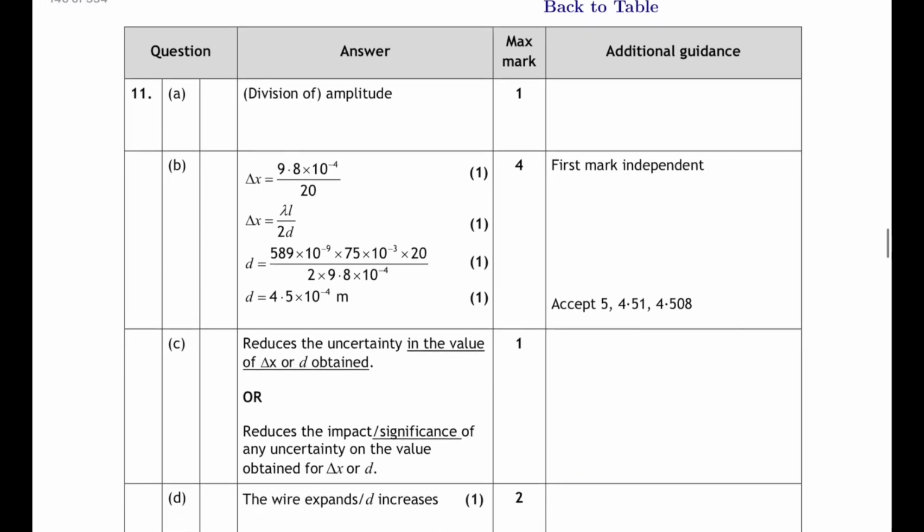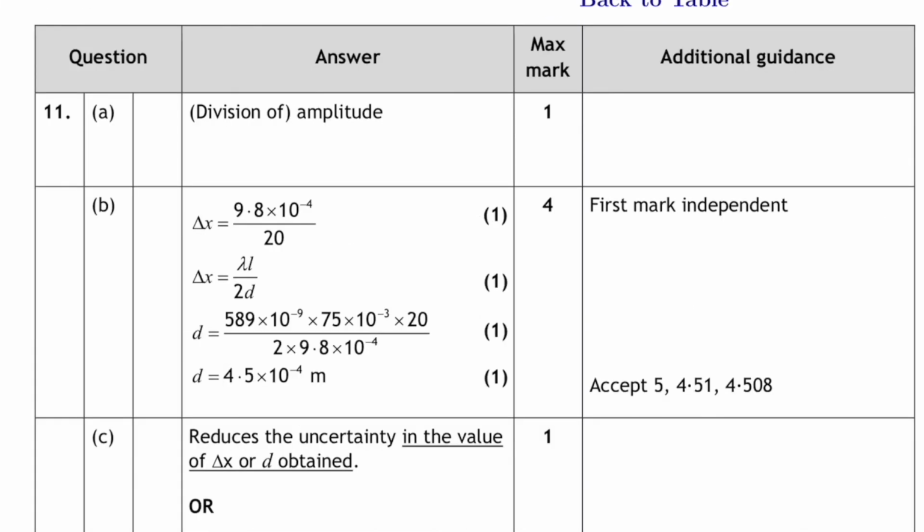Let's have a wee look at the marking instructions. So 11 part A, it's division of amplitude, and for part B, it's a 4 marker, remember. First mark was for working out the fringe spacing, and then it's a standard 3 marker for the relationship, the substitution, and the final answer with the correct units.